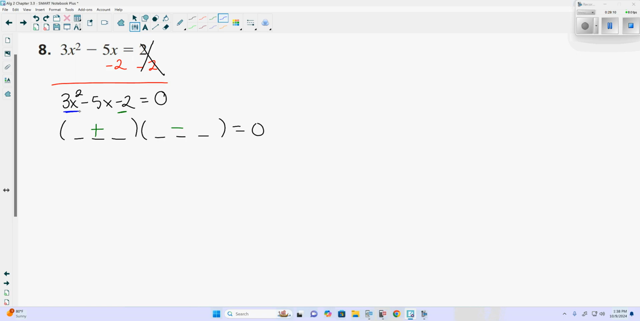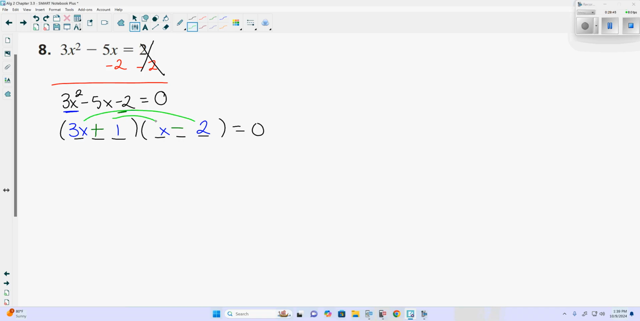Factors, first and third term, factors of 3x squared. Well, the x squared part would be x and x. Our factors of 3 are 1 and 3. So we can fill the 3 in and the 1 in. Our third term is 2. So our factors of 2 are what? 1 and 2. Where do you all want to put the 1? Where do you want to put the 2? 1 with the 3, 2 with the 1x.